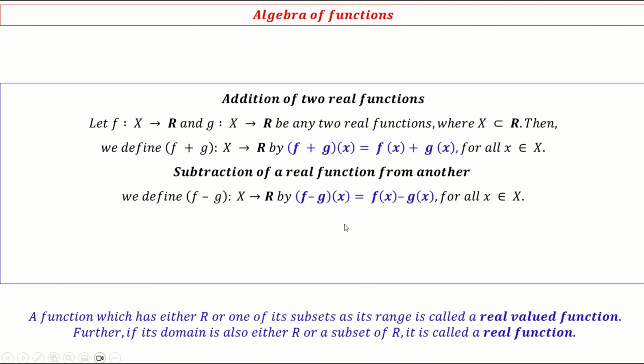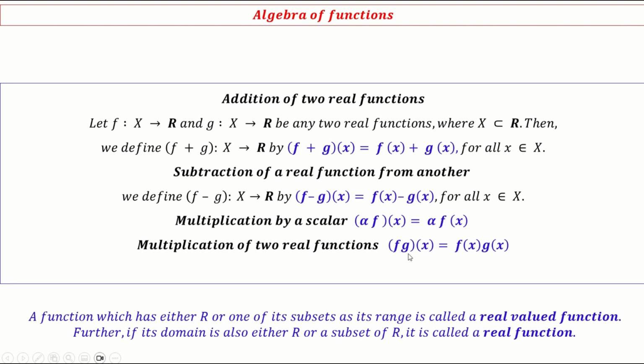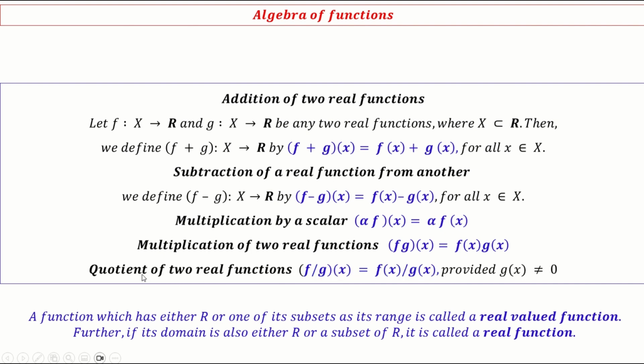Subtraction works the same way: (f minus g) of x equal to f of x minus g of x. Multiplication by a scalar is also possible, where alpha is a scalar here, so (alpha f) of x is equal to alpha times f of x. Multiplication of two real functions is also possible: (fg) of x equal to f of x into g of x. Similarly, quotient or division is also possible: (f by g) of x equal to f of x divided by g of x, provided g of x is not equal to 0. Because if g of x is 0, then it is not defined. So this is where it is helpful for you to find the domain of the function.